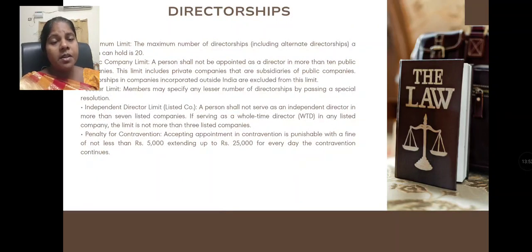Then directorship. When we talk about directorship, a person can hold a maximum of up to 20 companies simultaneously, and in the case of public companies, it is limited to only 10.